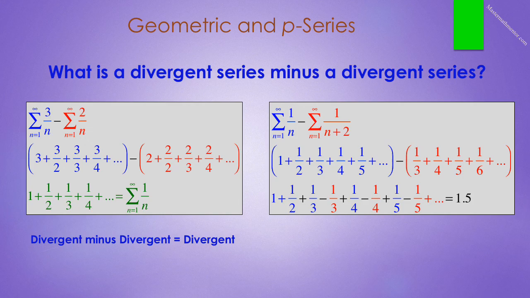However, if we reorder the terms, we get 1 plus a half plus a third minus a third plus a fourth minus a fourth plus a fifth minus a fifth plus ... and our answer is 1.5, as this is a telescoping series. So in this case, a divergent series minus a divergent series becomes a convergent series. So be very careful about making generalizations with series. Do not trust your instincts. Many times they will be wrong.